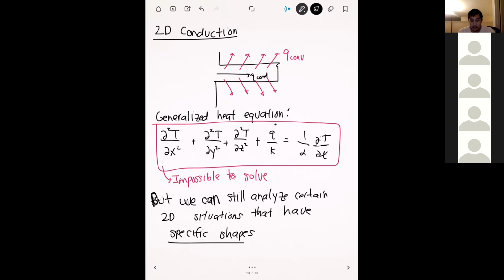And so what people have done is a lot of experiments on these specific situations and specific shapes, and they've put their results into tabulated data that people can access, so that they can analyze these systems without having to go through this entire complicated equation. Okay. And so the way that we're going to do 2D conduction is that we're going to look at specific situations or specific shapes, and then use what's called a shape factor in order to compute its heat transfer.